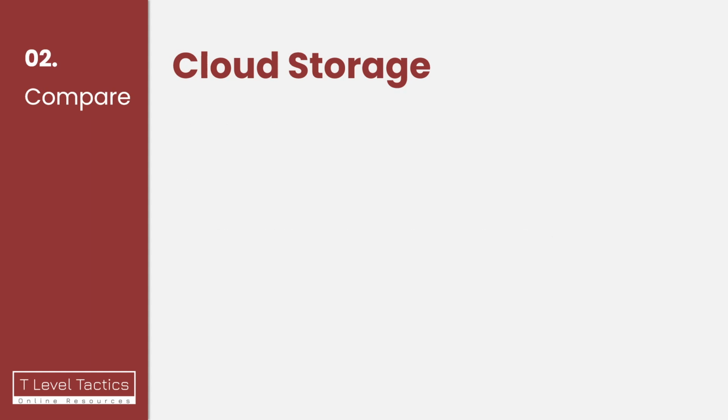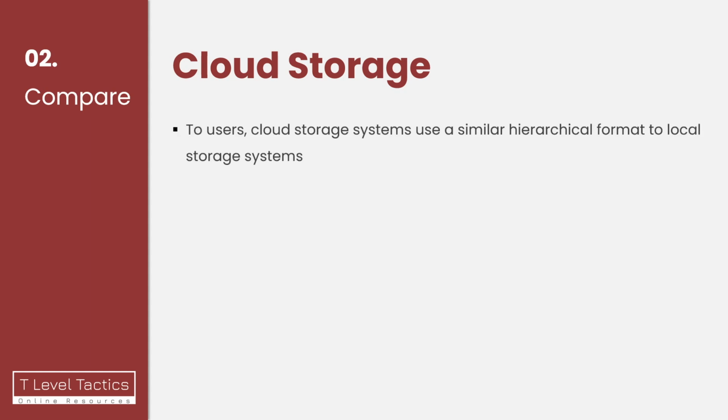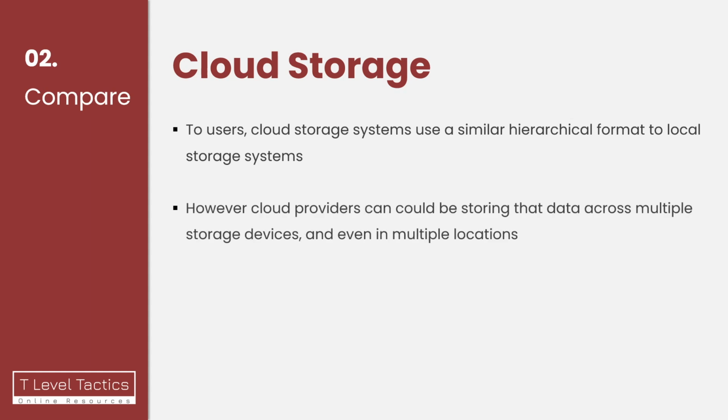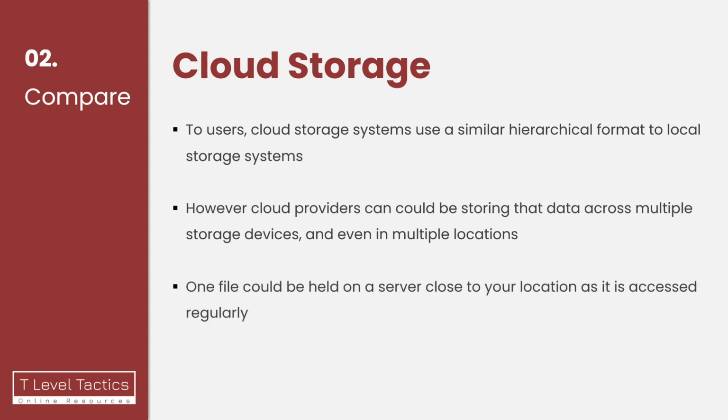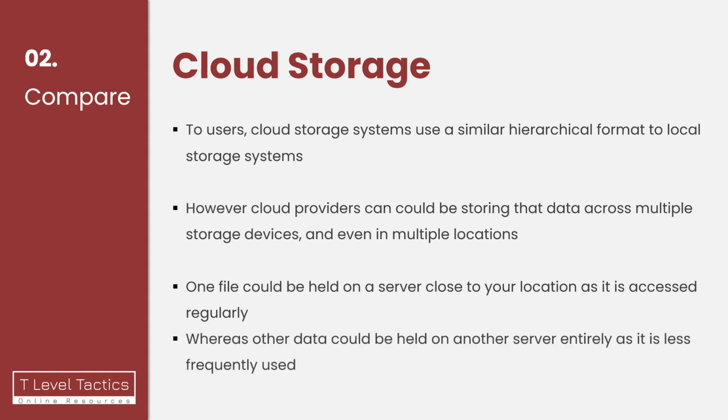Now, to users, cloud storage systems use a similar hierarchical format to local storage systems. When you explore the interface and you save files, it looks very, very similar. However, the actual provider could be storing that data across multiple storage devices and even in multiple locations. One file could be held on a server close to your location as it's accessed regularly, whereas other data you store with that provider could be held on another server entirely as it could be less frequently used.